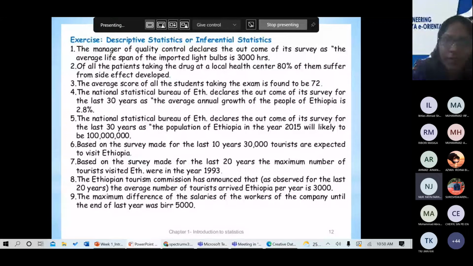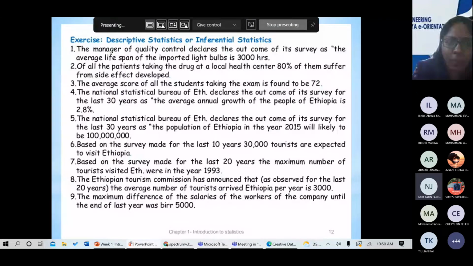Number 3, the average score of all the students taking the exam is found to be 72. Descriptive, inferential. Descriptive. Inferential. Okay, why descriptive? Why inferential? I think because it's generalizing all students again.